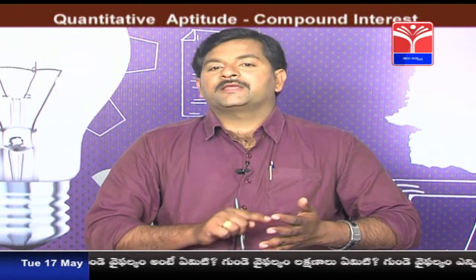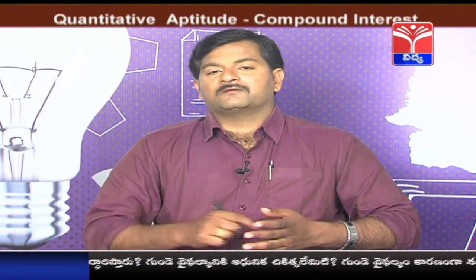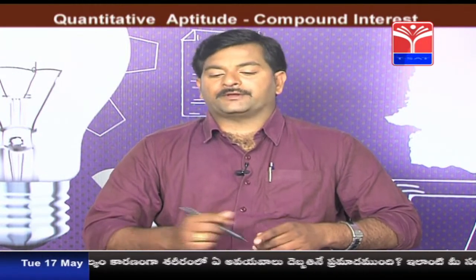I repeat this point once again. In compound interest, interest need not be compounded annually. If interest is compounded quarterly, rate of interest also should be quarterly. If interest is compounded half yearly, rate of interest also should be half yearly. If interest is compounded annually, there is no issue. If interest is compounded once in every 2 years, then rate of interest also should be for 2 years.